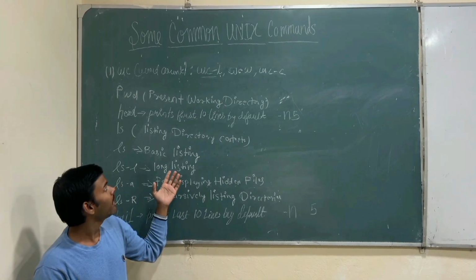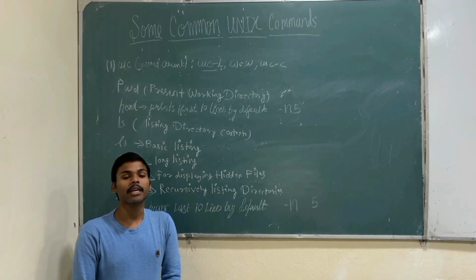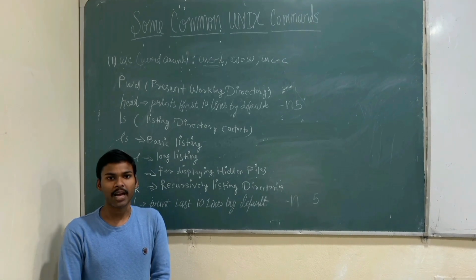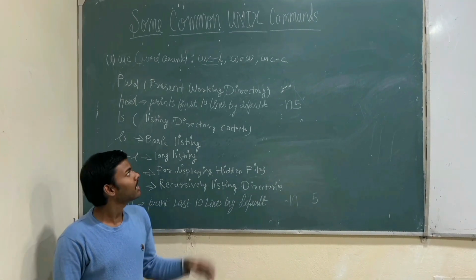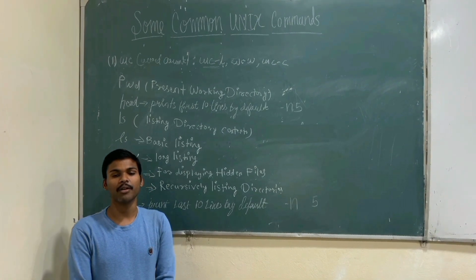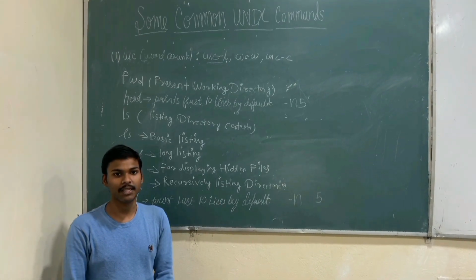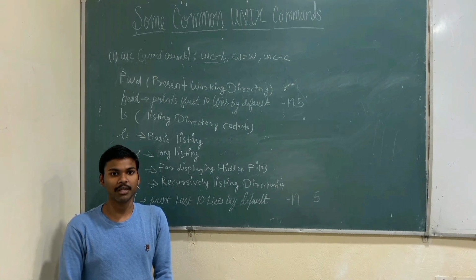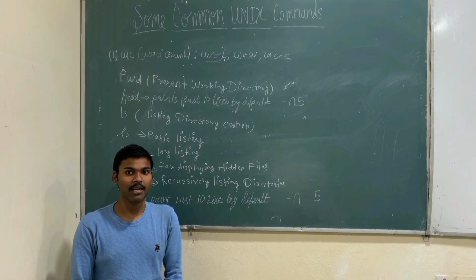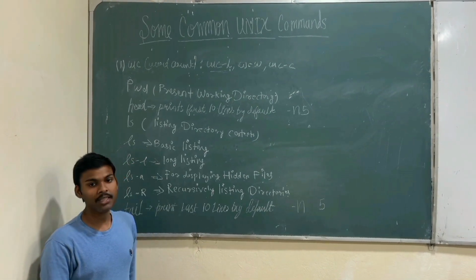We have three variations in WC. First one is wc -l. It is used to print the total number of lines in a file. Second one is wc -w. It is used to print the total number of words in our file. Third one is wc -c. wc -c is used to print the total number of characters in our file.